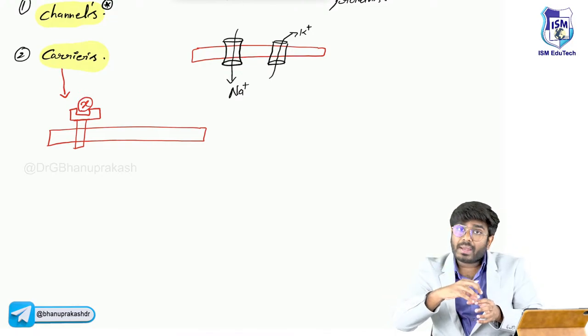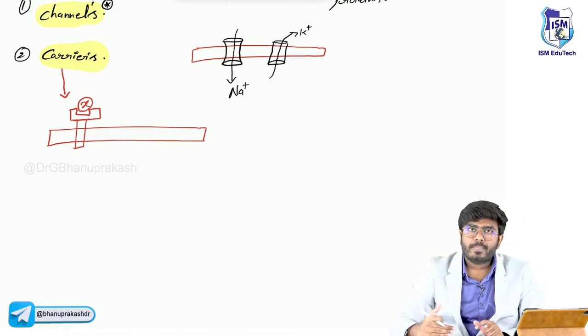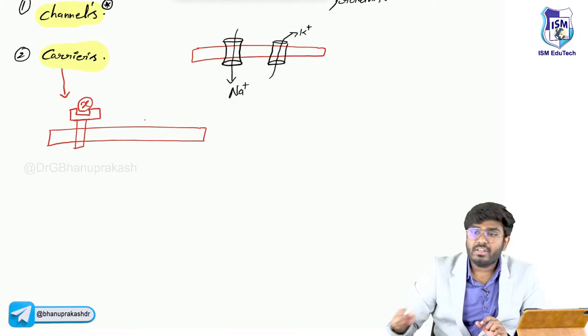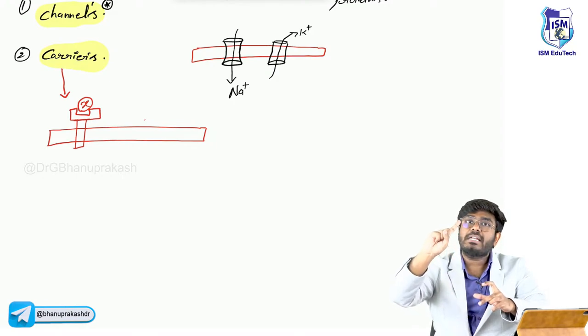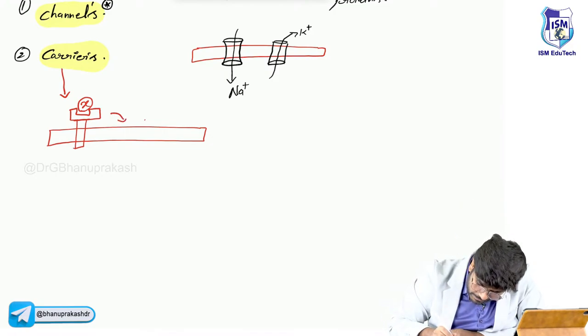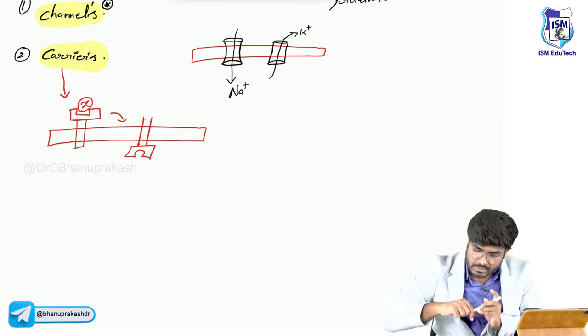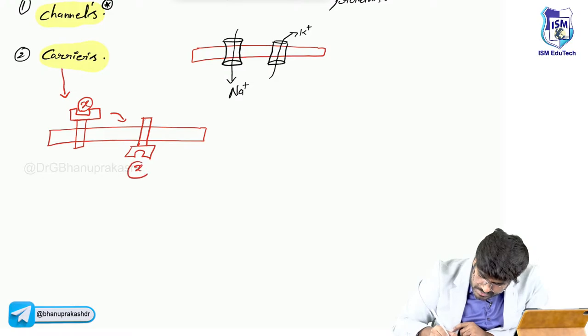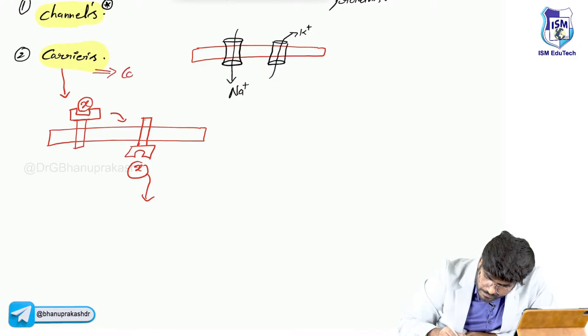Now, when the substance is binding with this carrier protein, do you know what happens? By using energy, this carrier protein will change its shape. It will undergo conformational change. So, the substance which is present outside the cell is going to come inside the cell. The same protein is going to flip. It has changed its shape, so the substance is released into the cell.